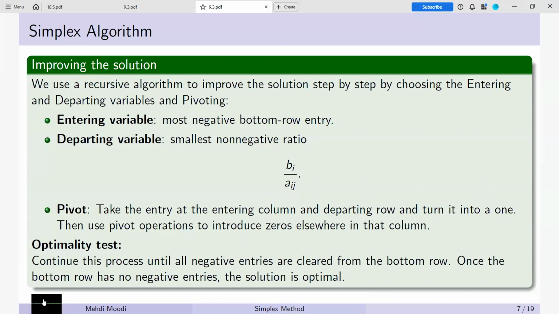This slide gives the logic of the Simplex algorithm. We choose an entering variable to improve profit, a departing variable to keep the solution feasible, and then pivot. We repeat until the bottom row has no negative entries. That means the profit cannot be improved anymore.